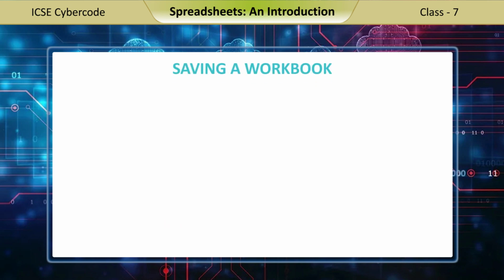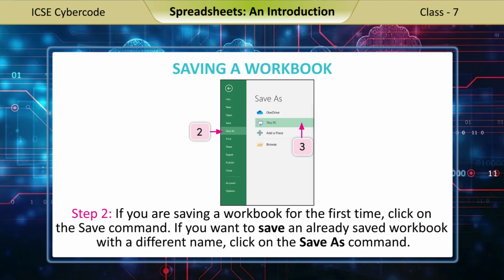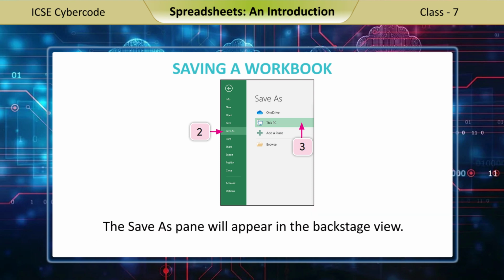Saving a workbook. Follow these steps to save a workbook. Step 1. Click on the File tab. Step 2. If you are saving a workbook for the first time, click on the Save command. If you want to save an already saved workbook with a different name, click on the Save As command. The Save As pane will appear in the Backstage view.